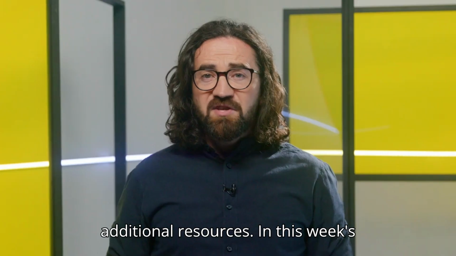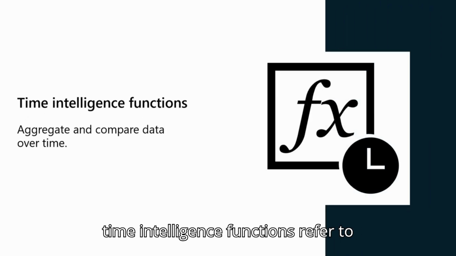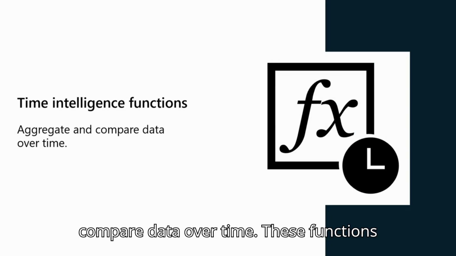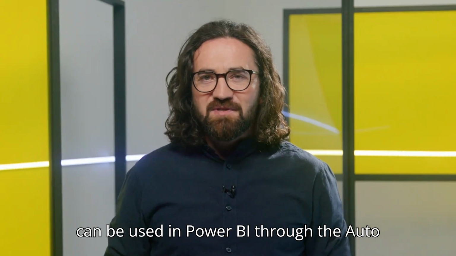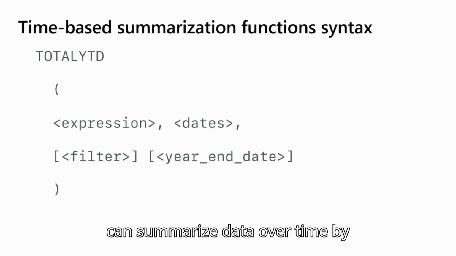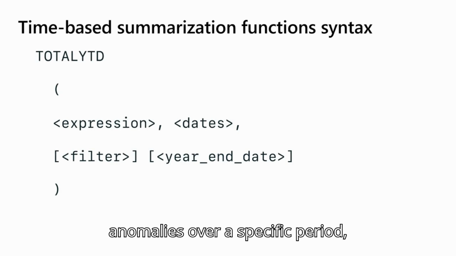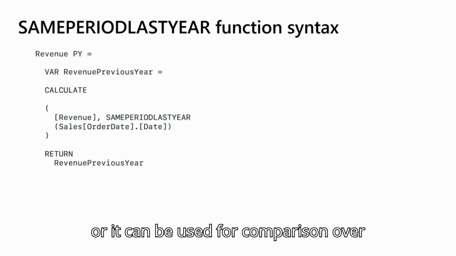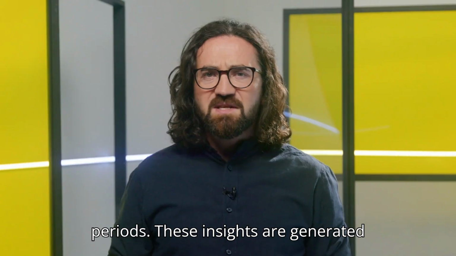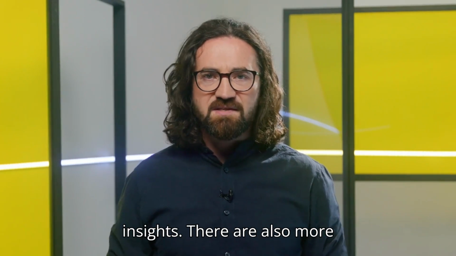In this week's final lesson, you explored time intelligence in DAX. You learned that time intelligence functions refer to methods and processes that aggregate and compare data over time. These functions can be used in Power BI through the AutoDate time feature or DAX. DAX can summarize data over time by identifying trends, patterns, and anomalies over a specific period. Or it can be used for comparison over time by comparing data sets over specific periods. These insights are generated using summarization and comparison functions that return the required insights.